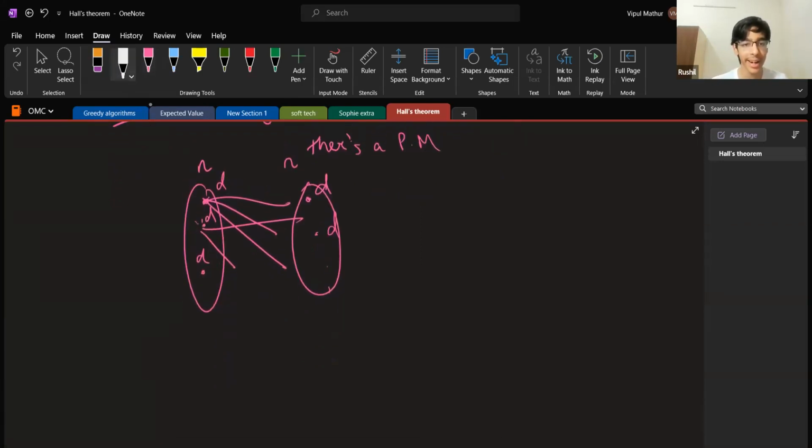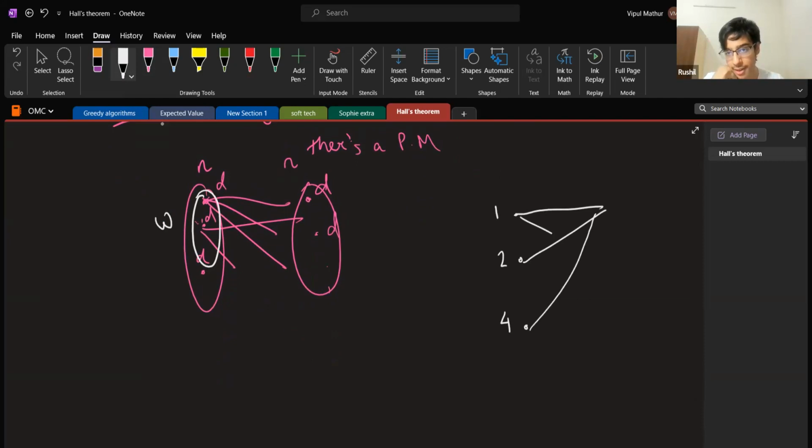So here's where Hall's theorem comes in. And we assume that, let's take some subset W. So let's say you take the first one, the second one, and the fourth one. And let's say for the sake of contradiction, these are only adjacent to two people altogether.